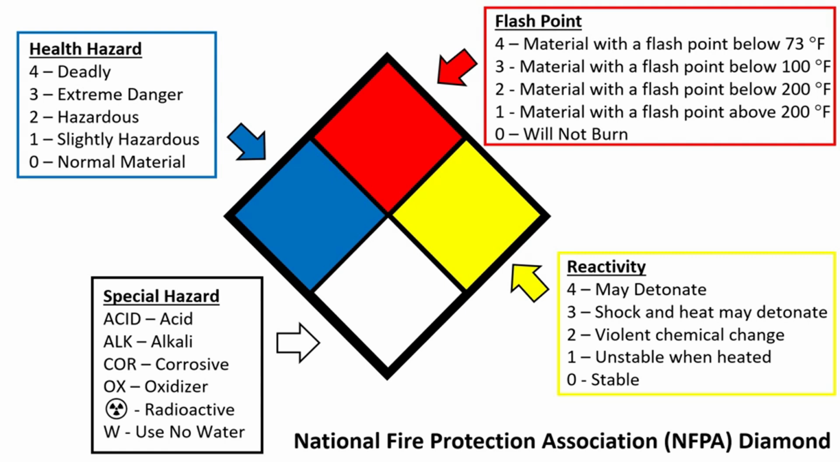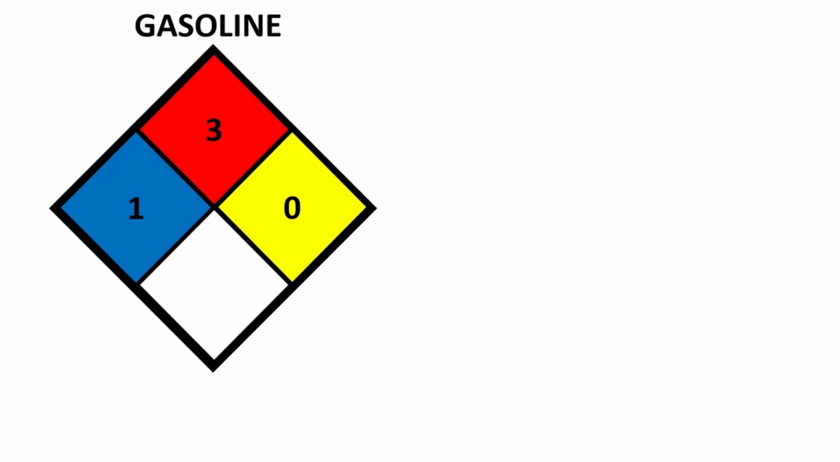So this is the NFPA diamond and its 4 quadrants. Let's look at a couple of examples of how we could use the NFPA diamond to communicate about particular material hazards. So our first example, we're going to look at gasoline. So we see that gasoline has a 3 in the red region, which indicates the flash point. That again is a material that has a flash point below 100 degrees Fahrenheit. We have a 1 in the blue quadrant, which indicates a health hazard, and this would indicate a slightly hazardous material. And 0 in the yellow quadrant, which is the reactivity, which indicates a stable substance.